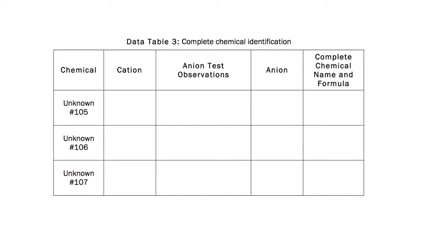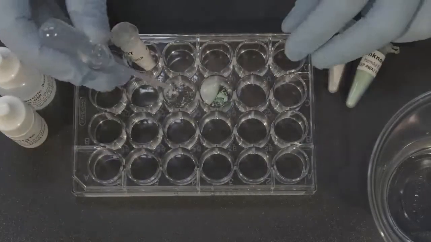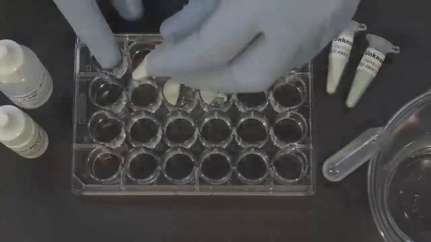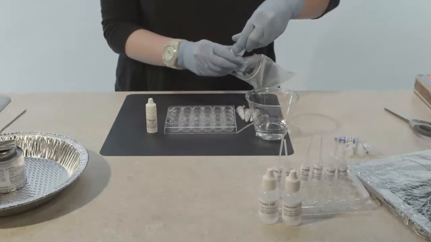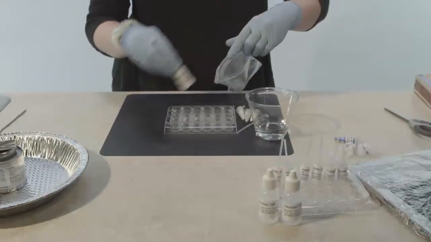Combine the determined identity of the cation and anion for unknown number 105 to determine the complete chemical identity of unknown number 105. Record the name of the chemical and the chemical formula in Data Table 3. Repeat the steps for unknown number 106 and unknown number 107. Clean up and return items to the kit for future use.